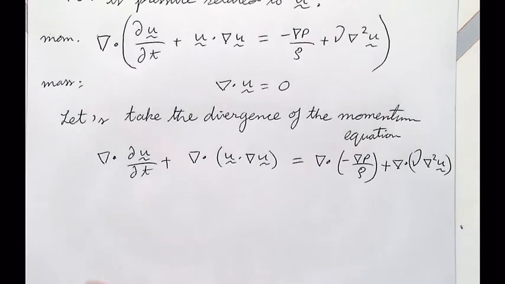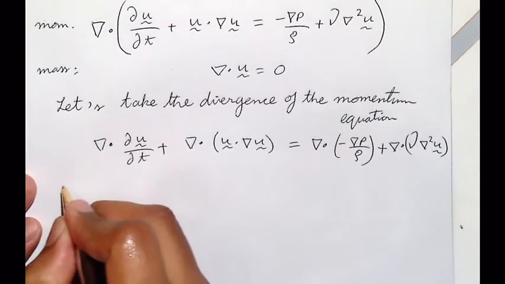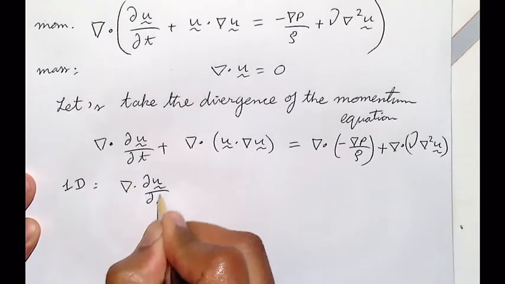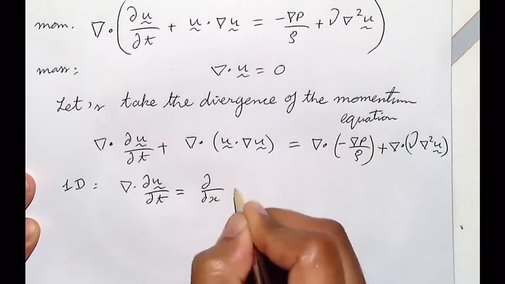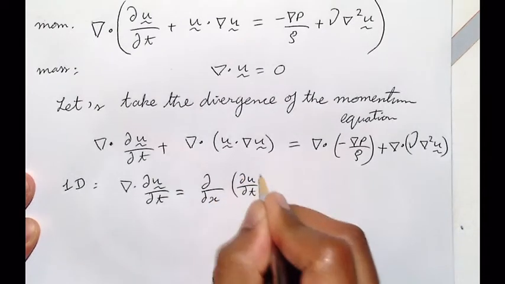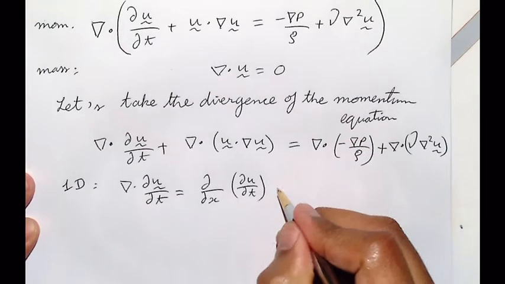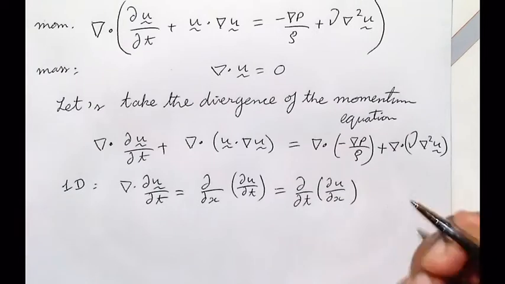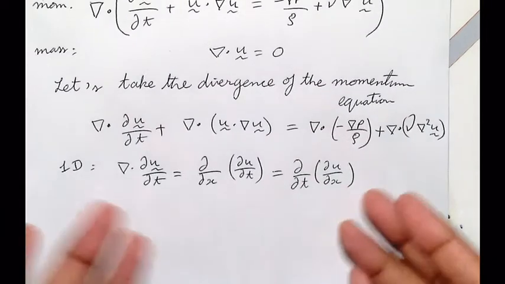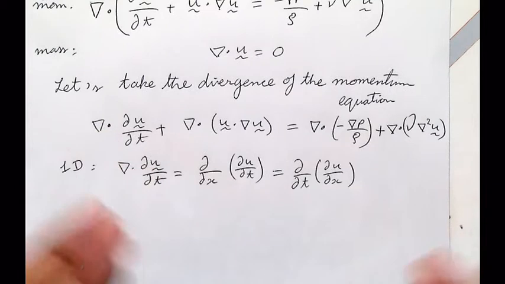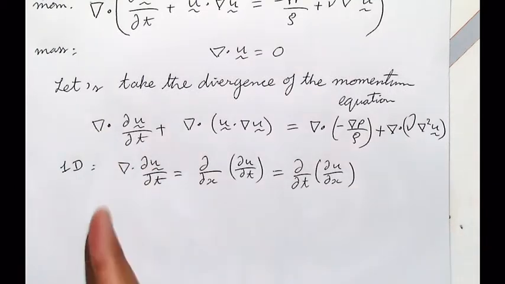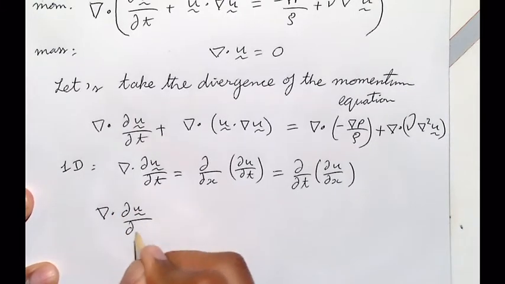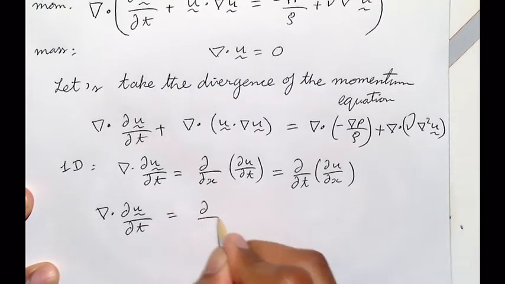And we can do that because, okay, if we were looking at one dimension, nabla dot del u by del t is just del by del x of del u by del t, right? And if we interchange the partial derivatives, we get del by del t of del u by del x, right? So we will do the same, and that's again assuming you can do this if u is sufficiently smooth. So we'll do that here. So nabla dot del u by del t, as you said, we can write it as del by del t of nabla dot u.